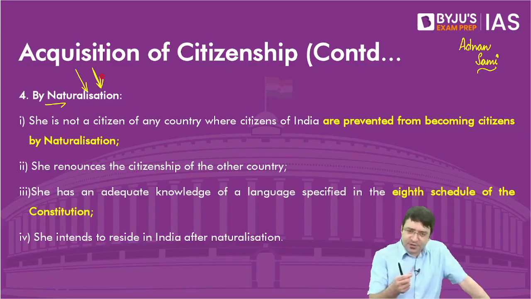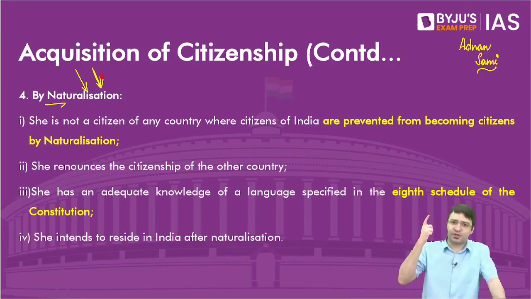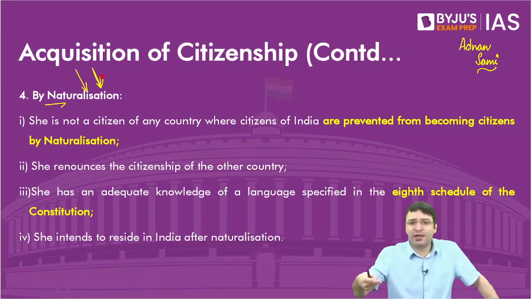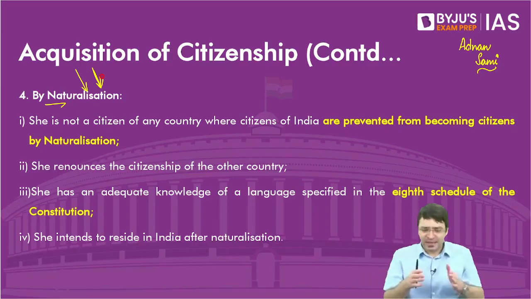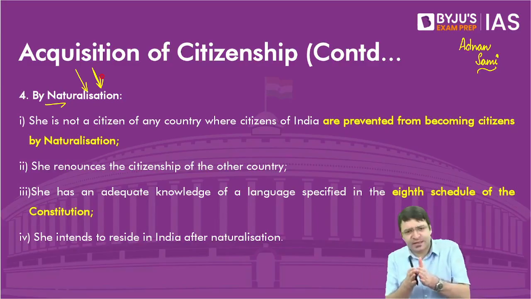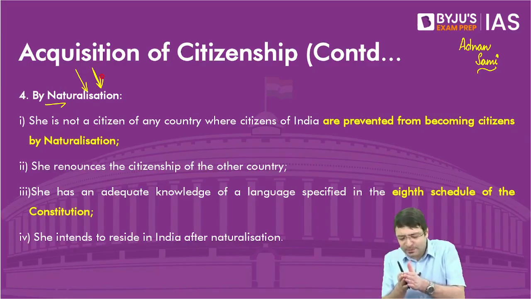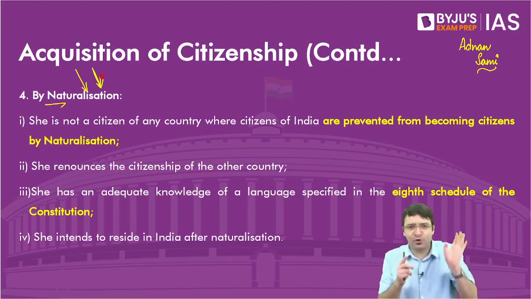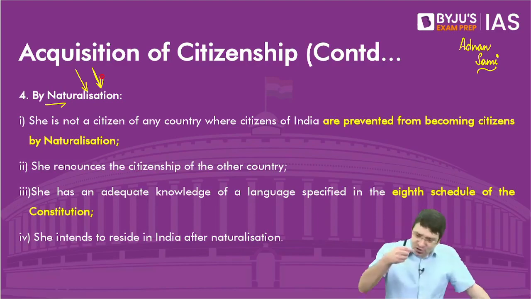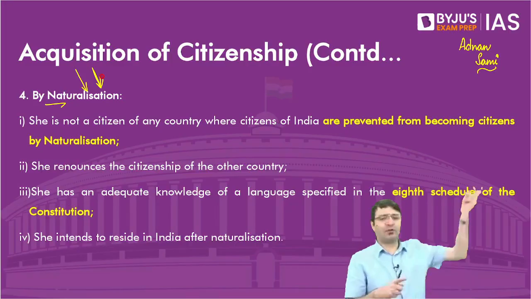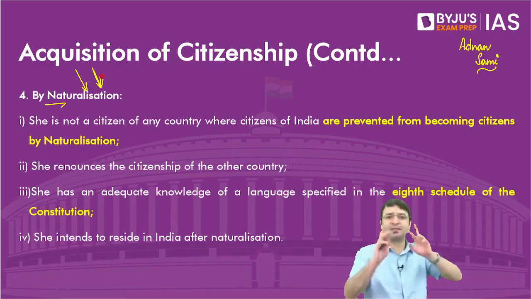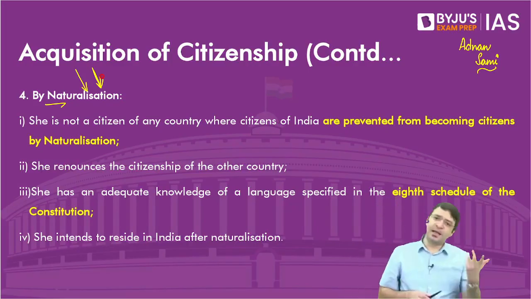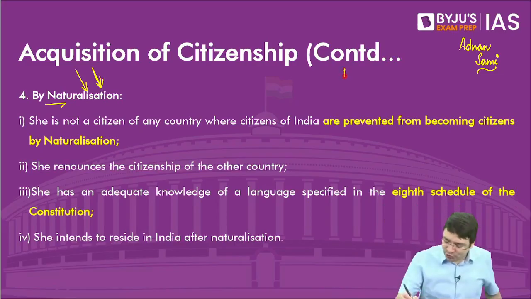It's not that first you have to give up your citizenship, then apply for Indian citizenship. You can be a citizen of another country while you apply for Indian citizenship. Once Indian citizenship is granted to you, you have to give up your previous citizenship. That means the moment you become an Indian, you have to give up your previous citizenship. Another condition is that you should have resided in India for 14 years.